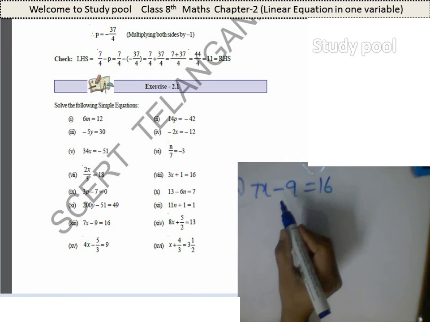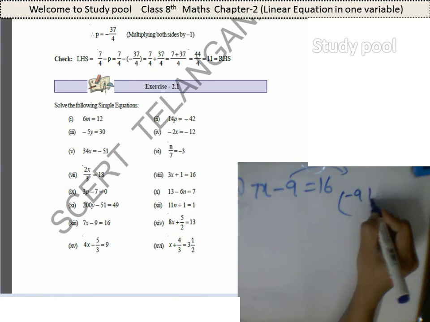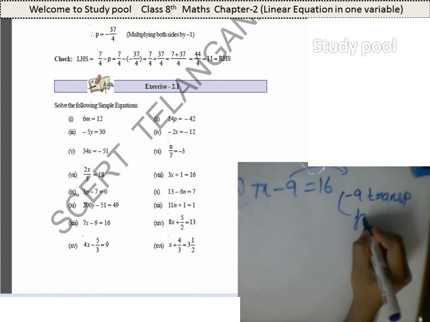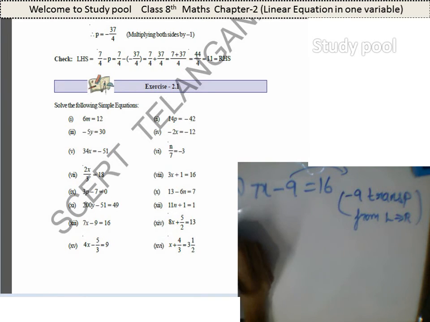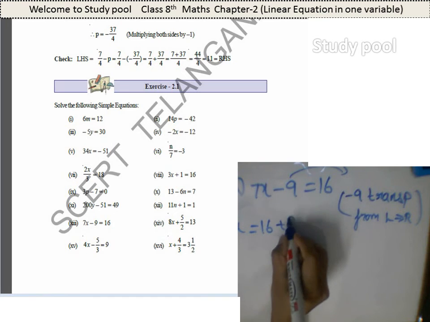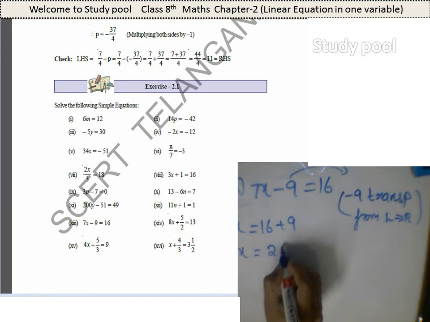Here also, first we have to transpose this 9. See, minus 9 transposing from left to right. So what happened? 7x is equal to 16. This minus 9 will become plus 9 then. Okay, so 7x is equal to 16 plus 9, which is 25.